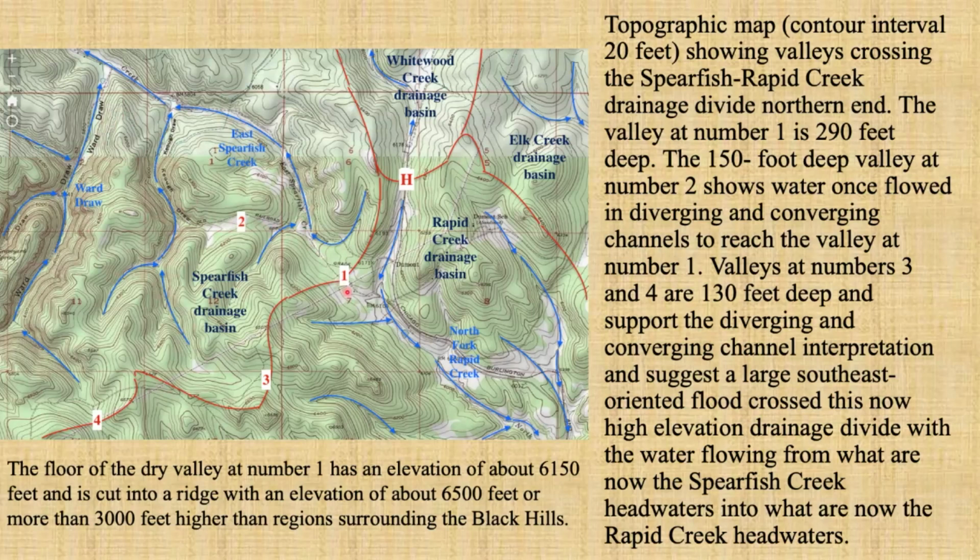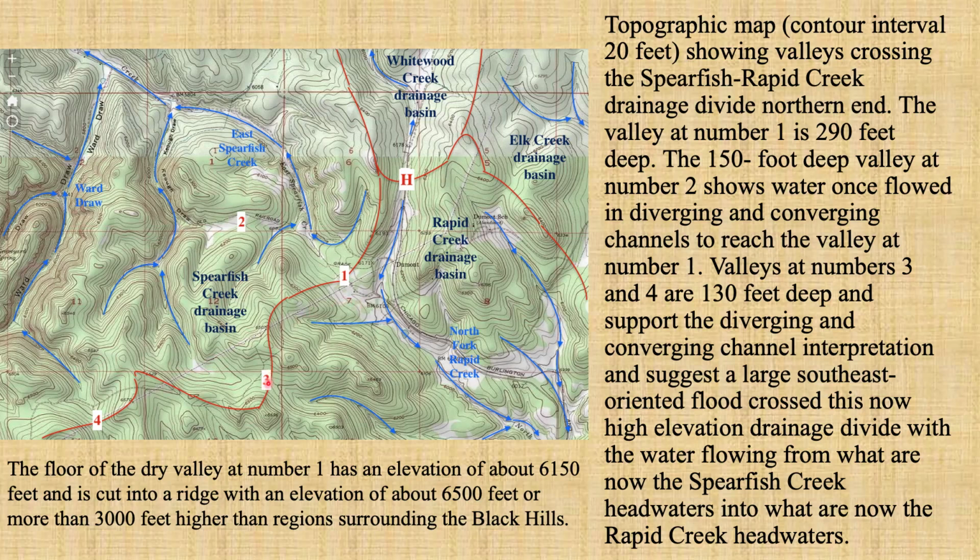This is what we call an anastomosing drainage system, and these are all the characteristics of an anastomosing drainage system. And anastomosing drainage systems, large scale like this, are what you would expect to form if there was a huge flood flowing across the region. But the question is, where did the water come from? There's no water source today that's visible. And so we're going to be dealing with this question here.